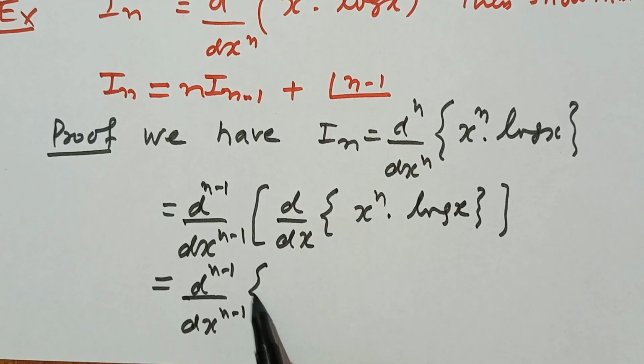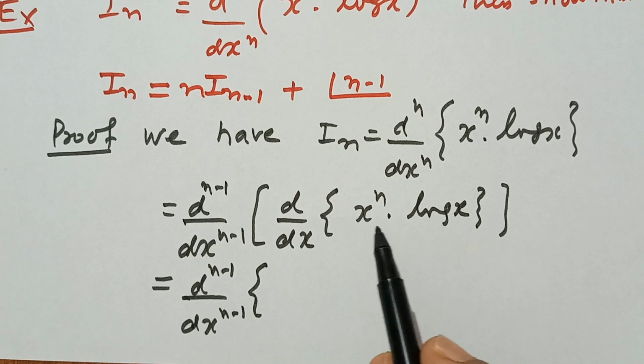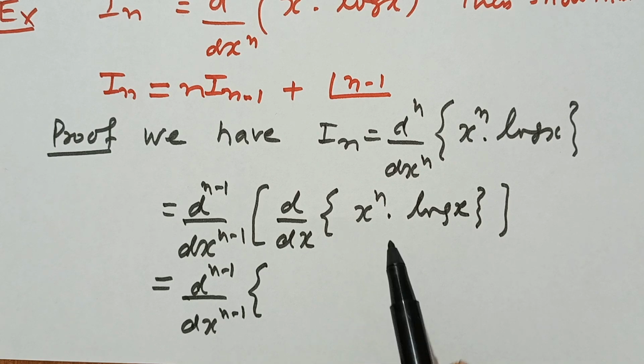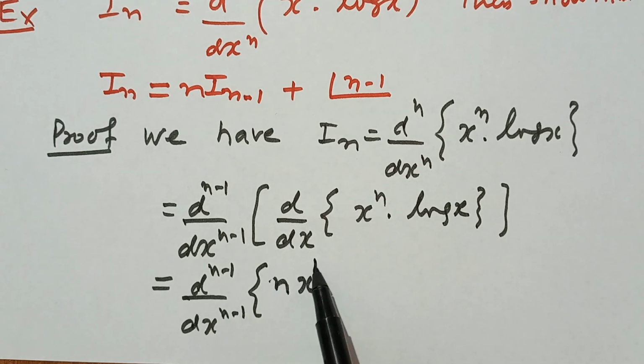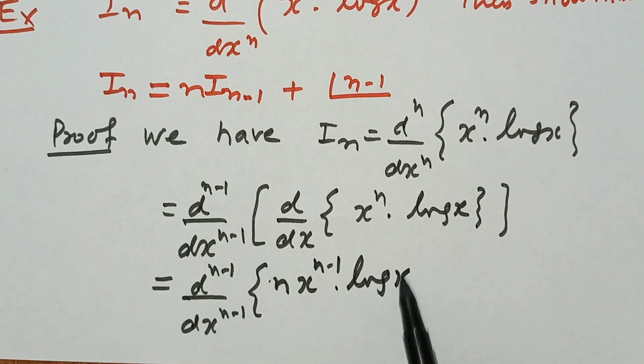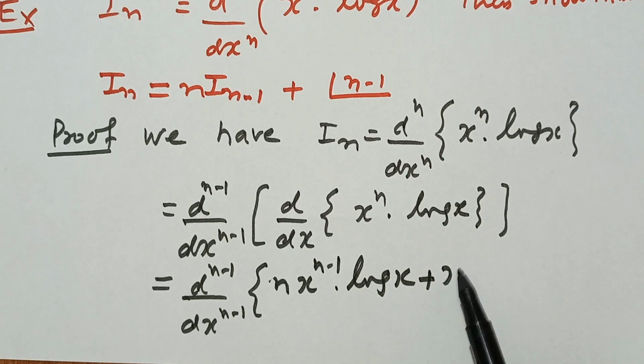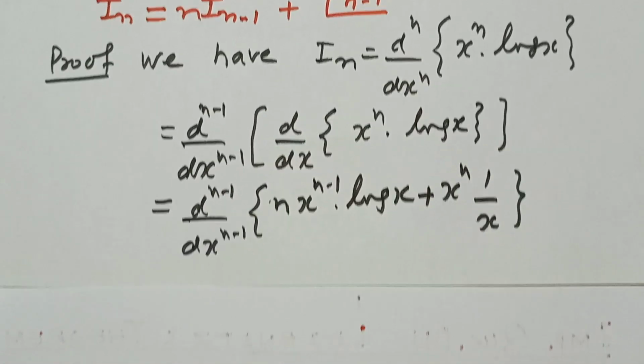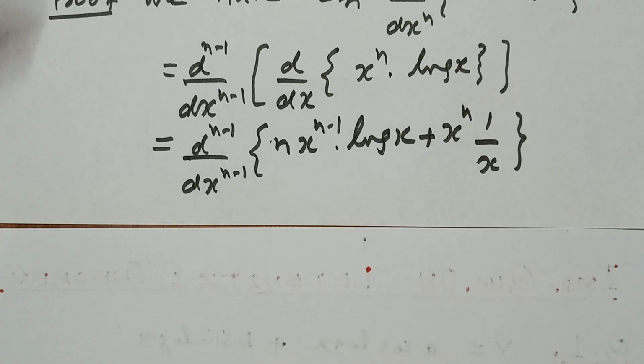the product of two functions. This is simple, the product of two functions with only one differentiation. So first function n x^(n-1), second function as it is, plus first function as it is, differentiation of second means 1 upon x. I think this is very easy because in the case of a product of two functions, we differentiate the first function with the second as it is, and then the first as it is with the differentiation of the second.